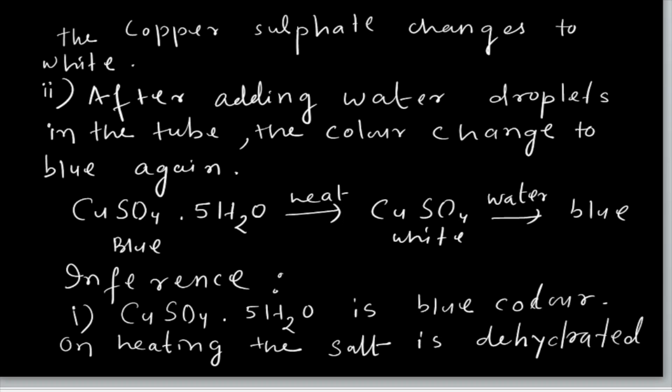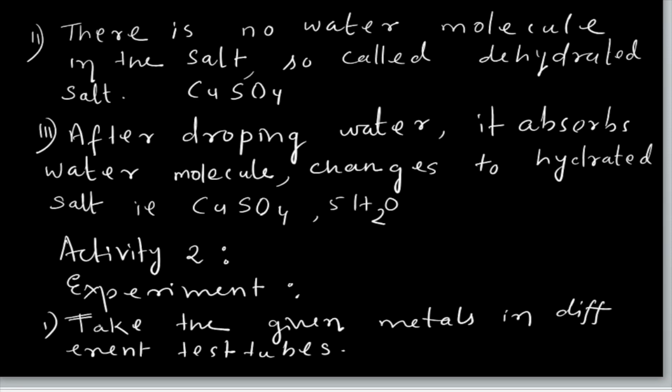Now on heating you will see the copper sulfate is white, and on adding water it again changes to blue. Inference here: copper sulfate having 5 molecules of water is blue. On heating, this is dehydrated, and that is called anhydrous. Anhydrous copper sulfate is colorless. There is no water molecule in this salt, so it is called dehydrated salt, or you can say anhydrous copper sulfate.